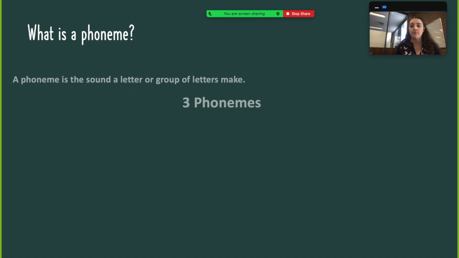So what's a phoneme? A phoneme is the sound a letter or group of letters make. So here's an example of 3 phonemes. H, A, T. Hat. So the word hat is then made up of the 3 phonemes H, A, and T.